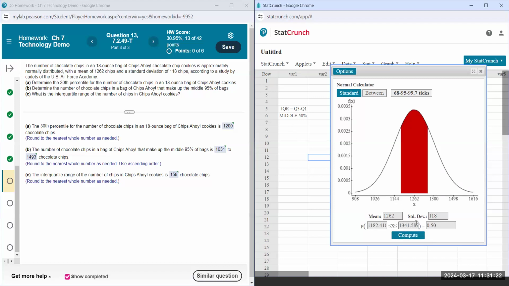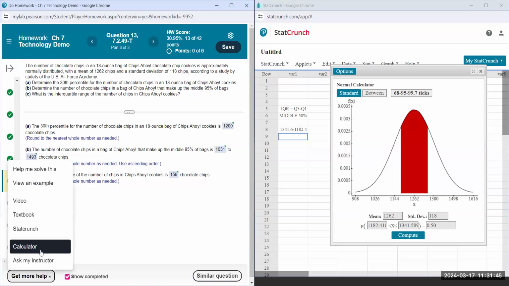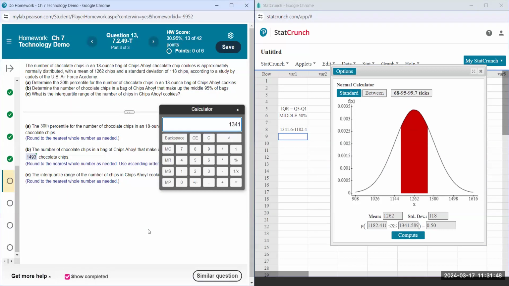And so that's between these two. So that's my Q3, which is 1341. I guess I'm going to do it to the tenths. Let's say .6, and then I'm going to subtract 1182.4. Let's see what I get when I do that. 1341.6 subtract 1182.4, and get 159.2.